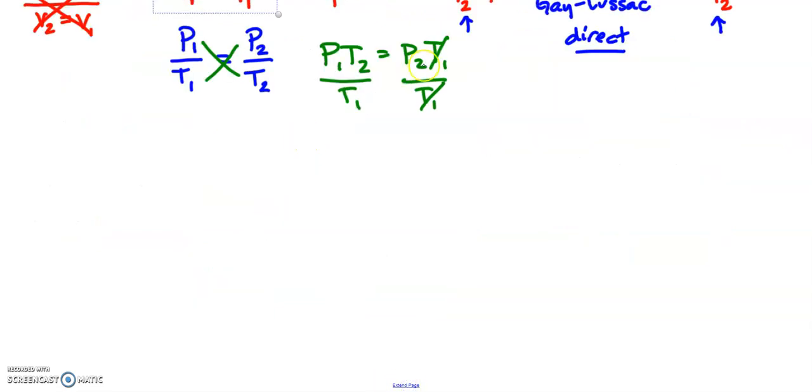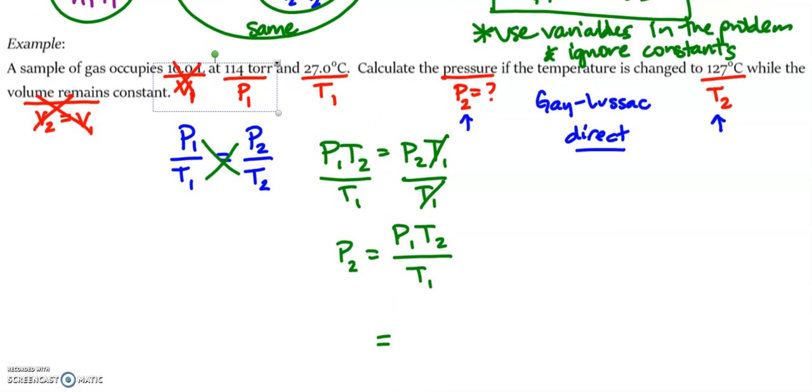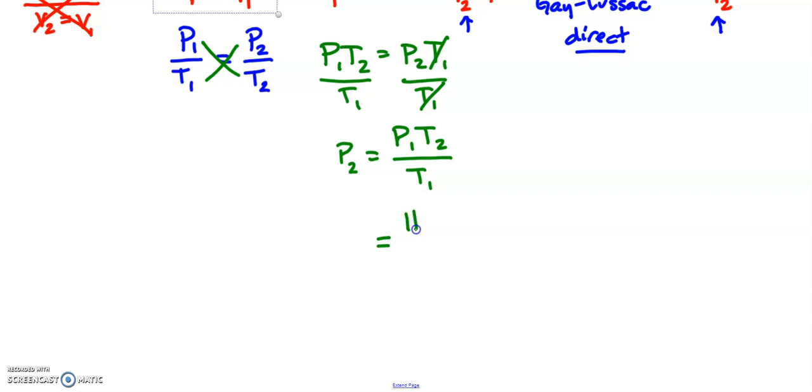So I'm going to rewrite this as P2 equals P1 T2 over T1, right? This equals all of this. And now I'm going to put my numbers in. So P1 is 114 torr. Now we don't have to actually change to kilopascals here. We only have to do that for the ideal gas law when we have R.